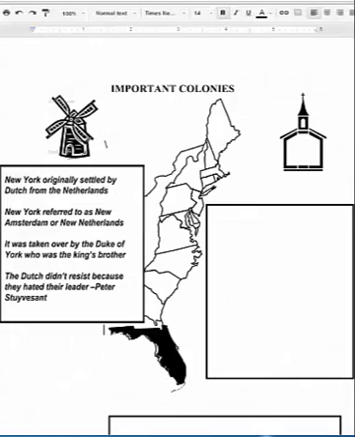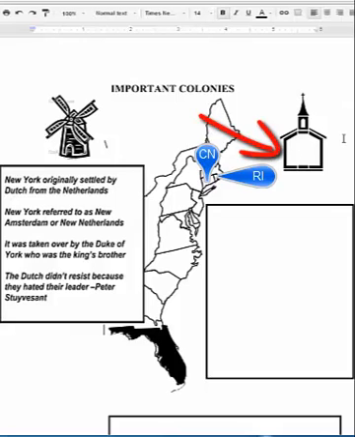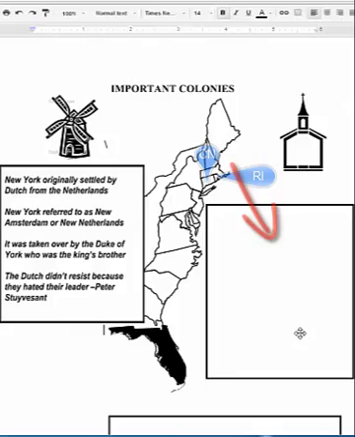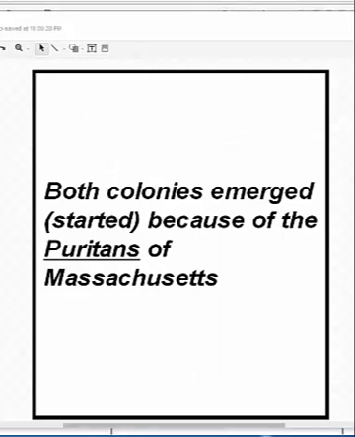Okay, so that covered our first important colony, which was New York. Now we're going to move on to our second important colony. Our next colony is the one underneath the chapel or the church. It's our second box, on the east coast or the right-hand side of your page. In this area we're going to talk about 2 separate colonies, and they're both very important. One of them is Connecticut and the other is Rhode Island.